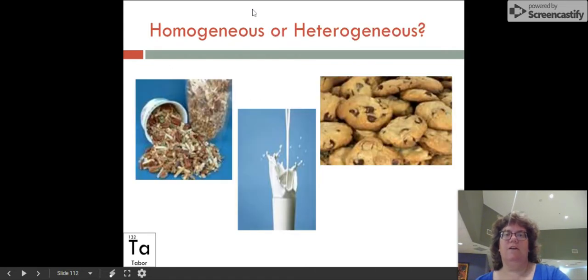Take a second, look at these, tell me what you think. Decide if they're homogeneous or heterogeneous. So the chocolate chip cookie is obviously heterogeneous. You can see the different parts. Milk is homogeneous. You can't tell the fat from the milk, from the water, from the different parts. And then I'm not even sure what this is, to be honest with you. I don't know. You tell me. Send me an email. Tell me what you think. We'll take a vote.